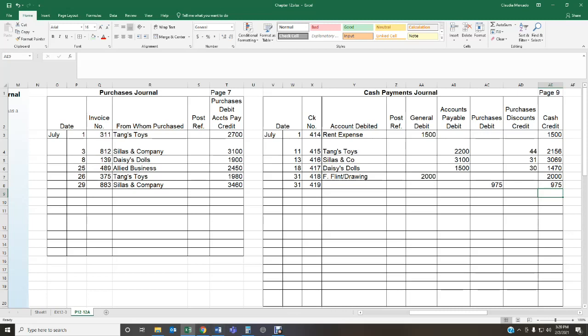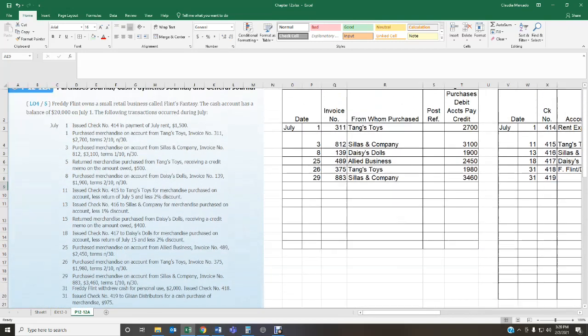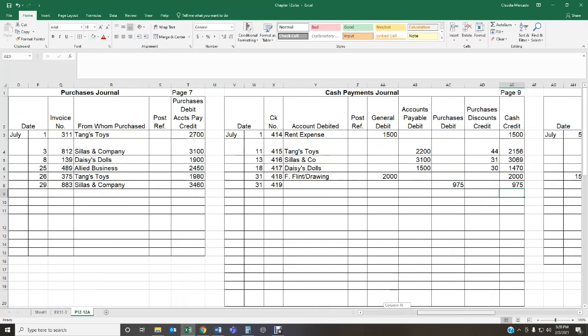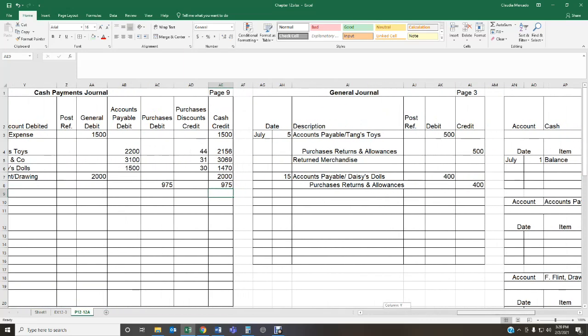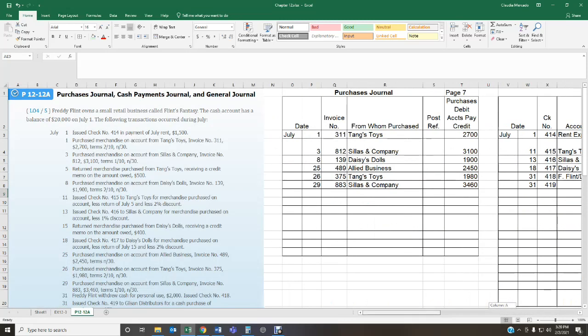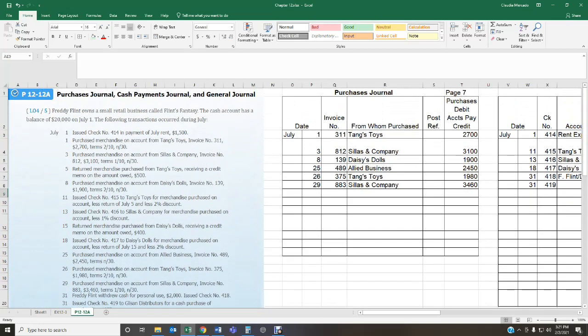So those are all of the transactions that we have to analyze. They have all been analyzed, and they've been entered in the purchases journal, in the cash payments journal, in the general journal, and then we'll continue with our ledgers. Okay? The first thing that we're going to do is we've entered all of our transactions up to the 31st. The first thing we're going to do is go back into our purchases journal and get a total.